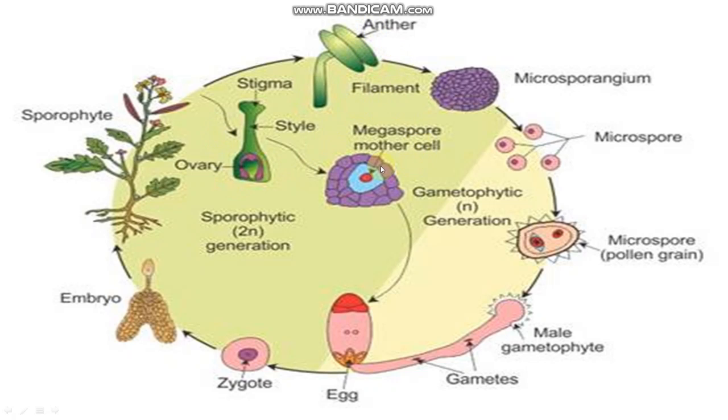You can see the megaspore mother cell is here. Megaspore mother cell means it will develop into a megaspore, the female part, and the microsporangium is here. Microsporangium forms the microspores, that is the male part, right?